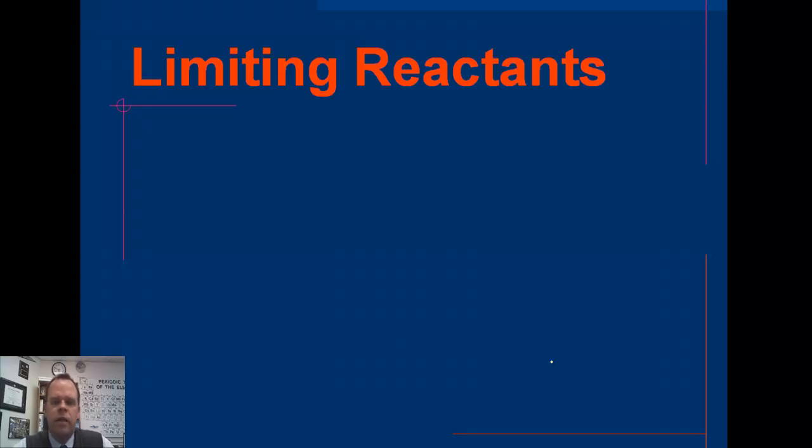The next piece when looking at stoichiometry is to look at limiting reactants. Limiting reactants are the case where we have set amounts of each of the reactants and we need to figure out which one is going to determine the amount of product that can be produced.